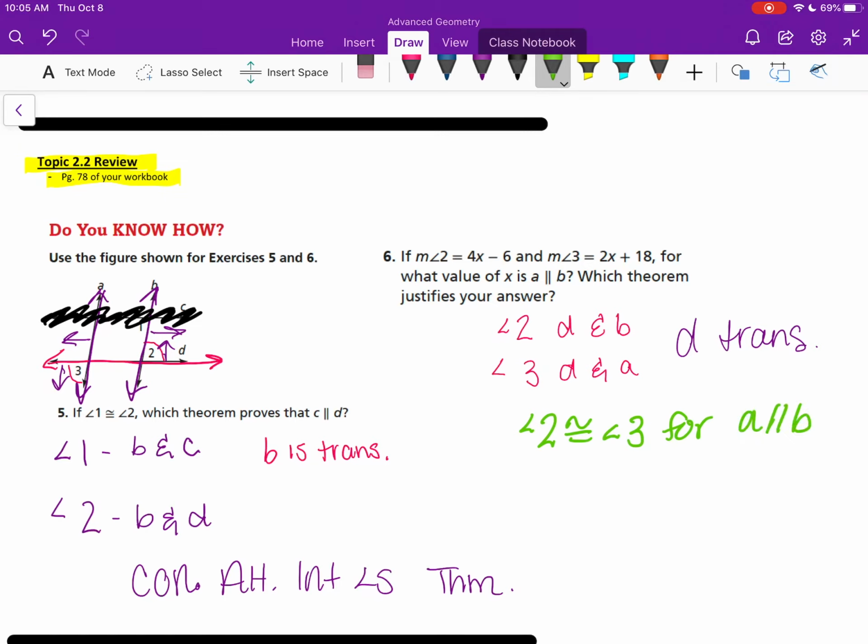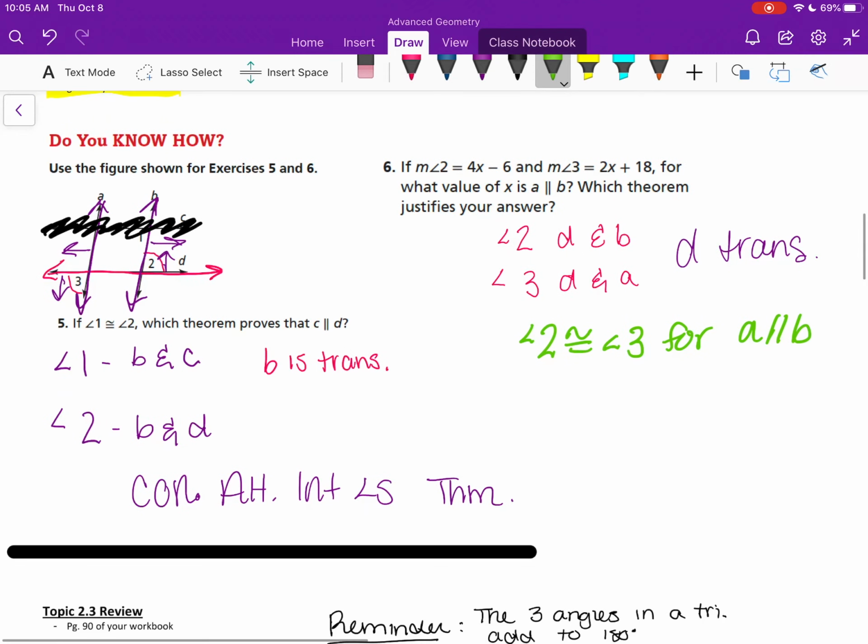So we need angle 2 to be congruent to angle 3 for A to be parallel to B. So now we need to do that little bit of algebra to find the value of x that will make those congruent. We know angle 2 is 4x minus 6. We need that to be equal to 2x plus 18. And now we can solve that to find the value of x that will make these congruent.